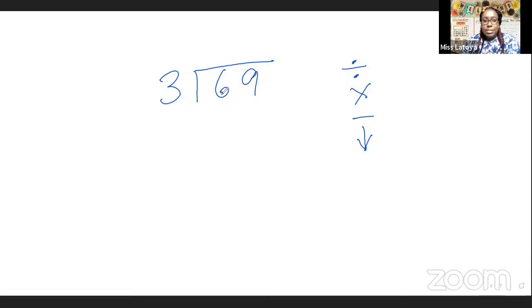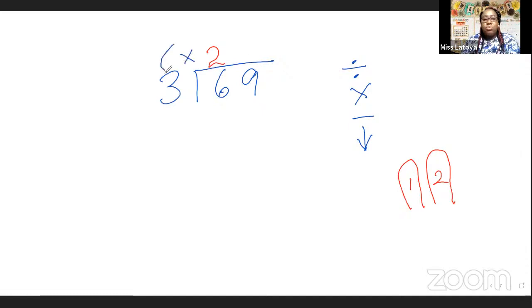3 into 6, how many times could 3 go into 6? We're going to count in threes until we get to 6, okay? 3, 6. How many fingers do I have? Oh, 2. 3 can go into 6 2 times. What happens when I put the number on top? The next step is to multiply.